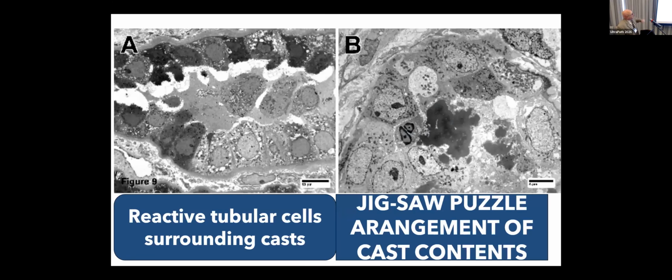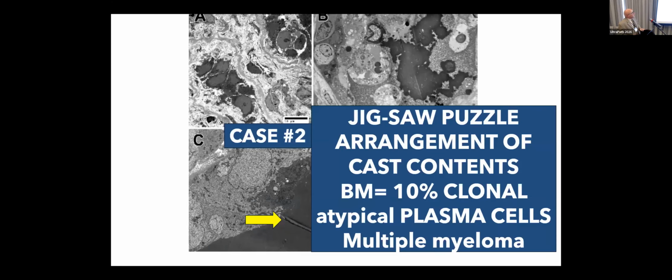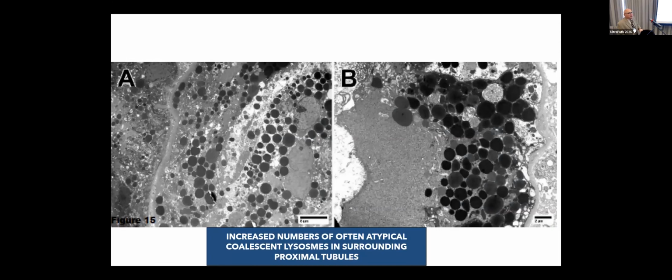And then we found this casting here that had that very complex appearance of the interior contents of the cast. That's what I call the jigsaw appearance, where there are many pieces to it, like a puzzle that is getting together, and there were the reactive tubular cells surrounding the cast. See in there, see over there, and see over there. Of all those features, those were the ones found in the majority of cases with myeloma cast nephropathy.